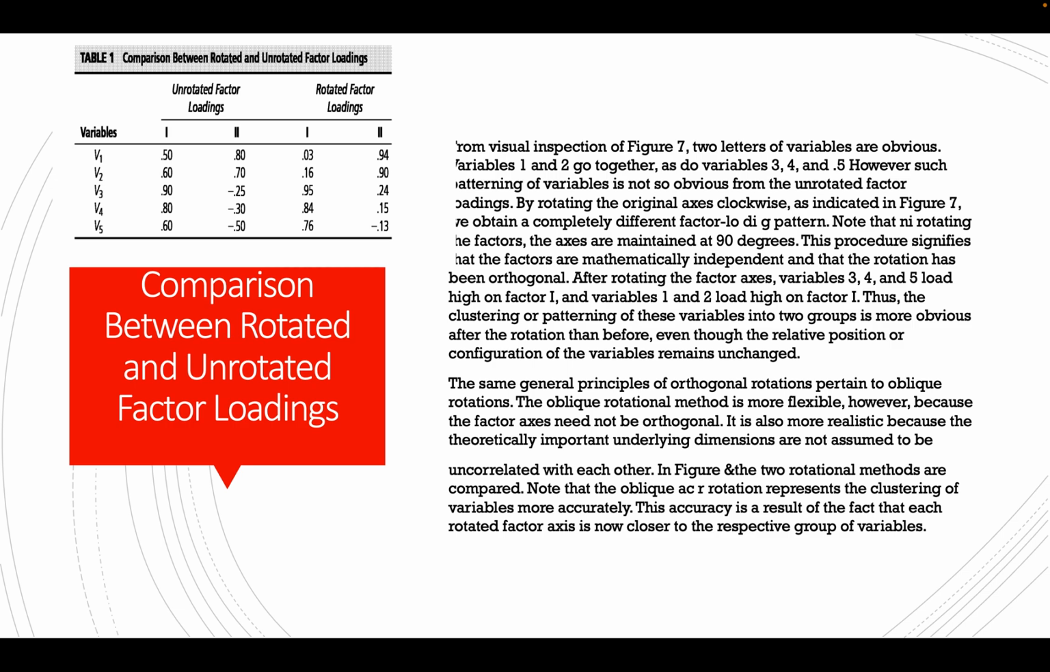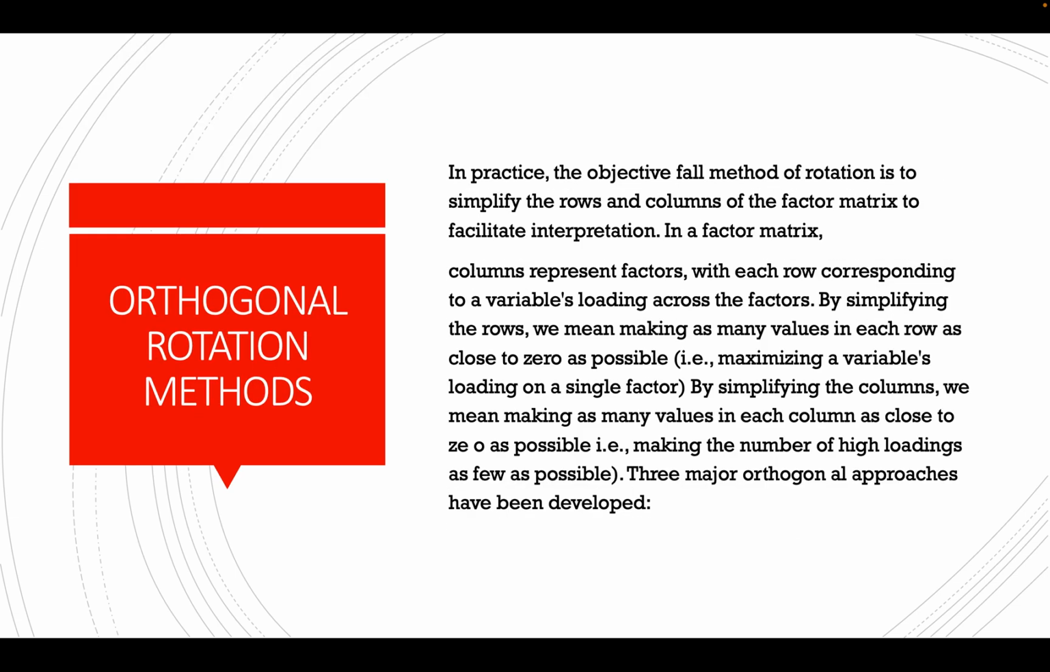In Figures 1 and 2, the two rotation methods are compared. Note that the oblique rotation represents the clustering of the variables more accurately. This accuracy is also the result of the fact that each rotated factor axis is now closer to its representative group of variables. Let's talk about the orthogonal rotation methods.